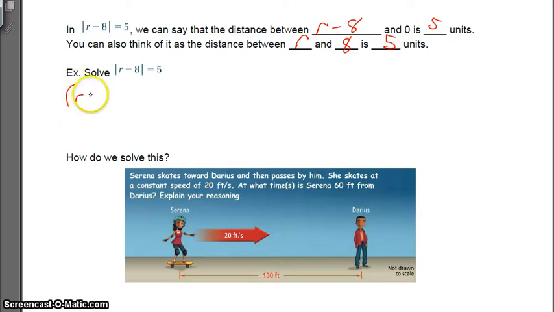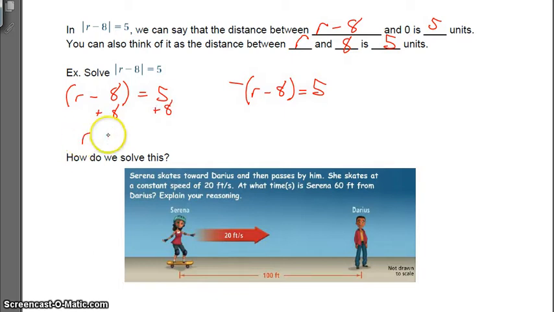We can say in a first situation, r minus 8, the positive version of that is equal to 5. And then we can take the negative version of it and say that that is equal to 5. What this allows me to do then is I can look at this just as r minus 8, so I can add 8 to both sides and get one of my solutions of 13. And we can check this by saying, okay, 13 minus 8, well, that would give me 5. The absolute value of 5 is 5.